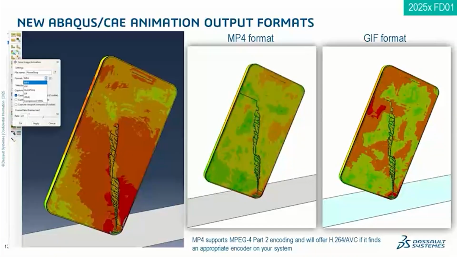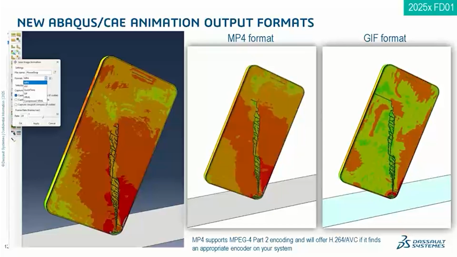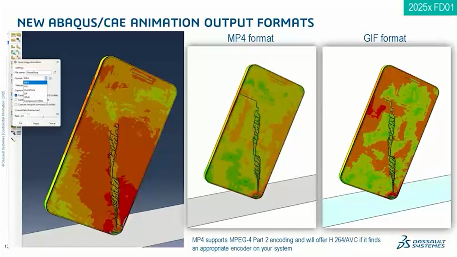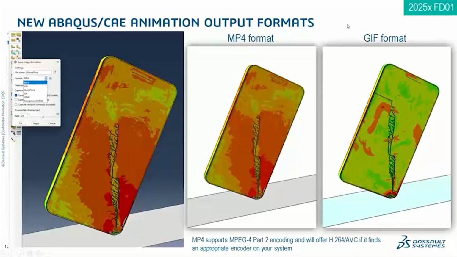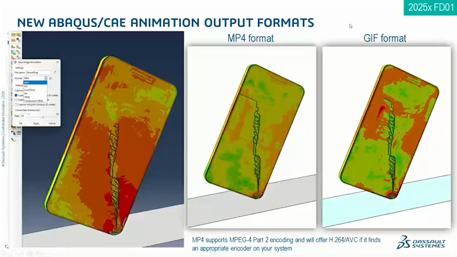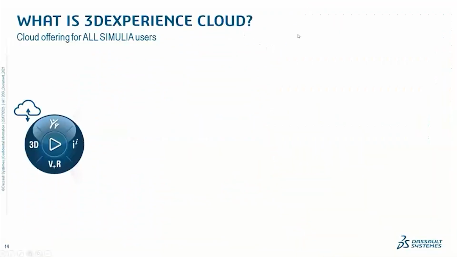So now we can also export out a GIF format where the file size is much smaller. And that way we can utilize that. So that's one way of doing it.